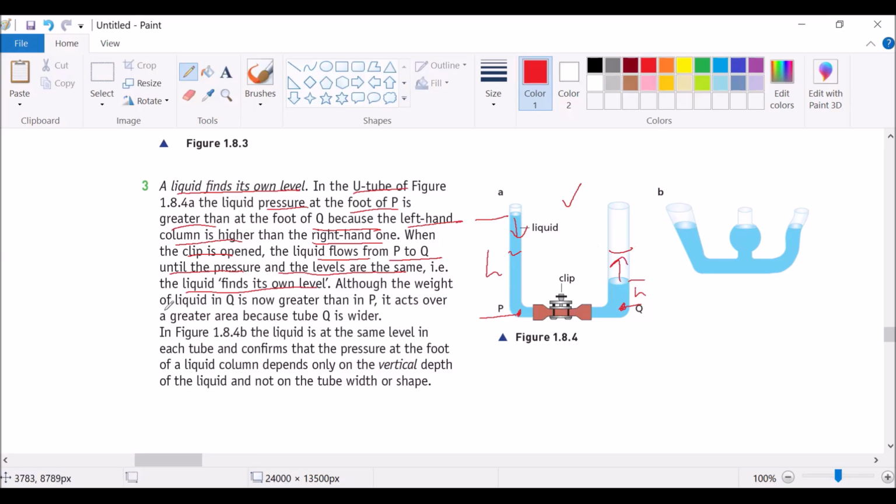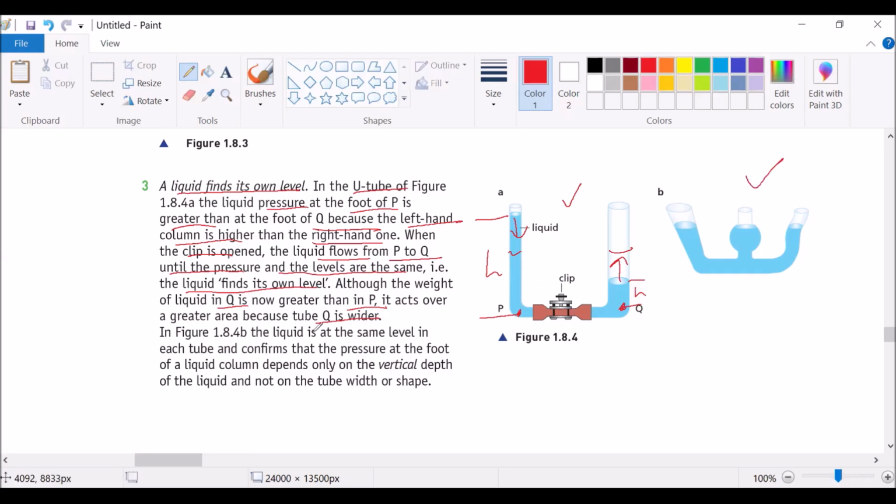Although the weight of liquid in Q is now greater than in P, because this is a larger volume than that, since Q is wider than P, it acts over a greater area because tube Q is wider. So liquid pressure does not depend on weight. It only depends on depth of the liquid.